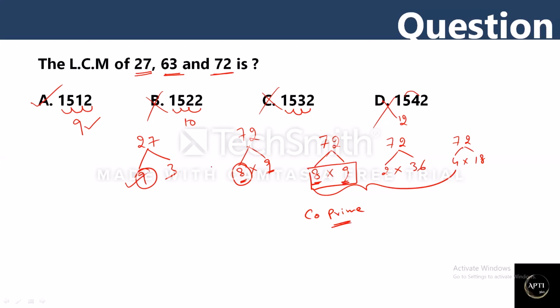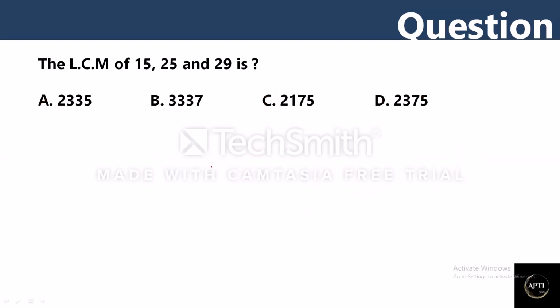Now we'll go with the next question. LCM of 15, 25 and 29. Now you should tell how you can use the divisibility rule. Divisibility rule of 15 means the number should satisfy the rules for 5 and for 3. Can you cross check with that? What is the divisibility rule of 5? That number should end with 5 or 0.